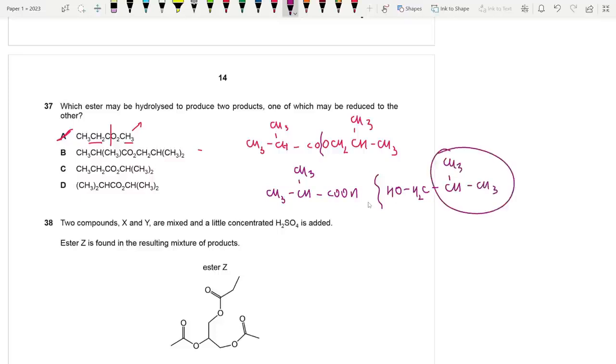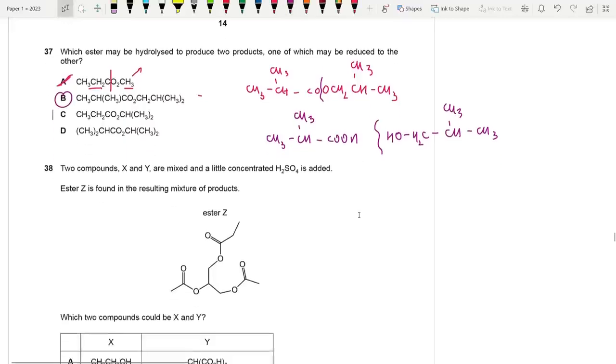Now this part is the same. And yes, if we do reduce this carboxylic acid, we are going to end up with the same product. It's going to turn into 2-methyl propanol. So yes, B is our answer. B is the correct answer. You can reduce carboxylic acids using LiAlH4 to form primary alcohols.